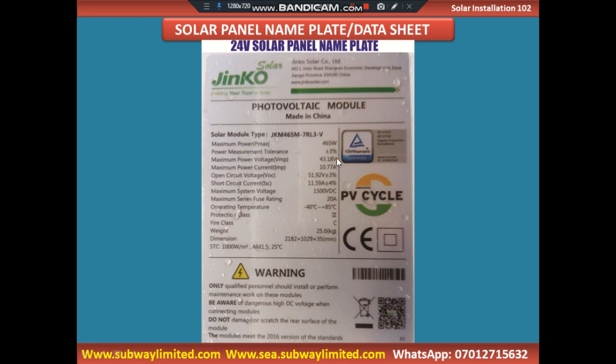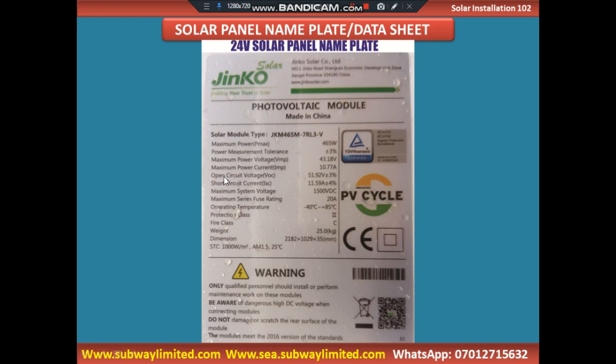We talked about this. You have 43.18 volts, and you have maximum power current, that is, current at maximum power, to be 10.77 amps. This one was 43.18 volts. That is the voltage at maximum power. And this is 10.77 amps. That is current at maximum power.